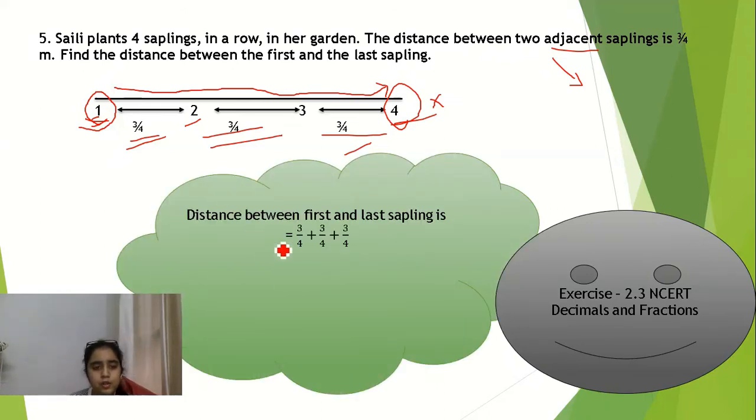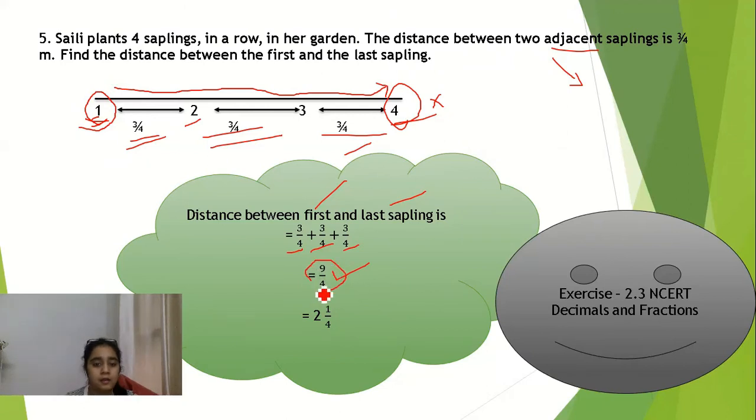So the distance between the first and the last sapling is 3 upon 4 plus 3 upon 4 plus 3 upon 4. We have the same denominator, and I have told you in my previous videos also, if you have the same denominator, there is no need to take the LCM. You can just add the numerator values, that is 3 plus 3 plus 3. 3 plus 3 is 6 and 6 plus 3 is 9. So our answer is 9 upon 4.